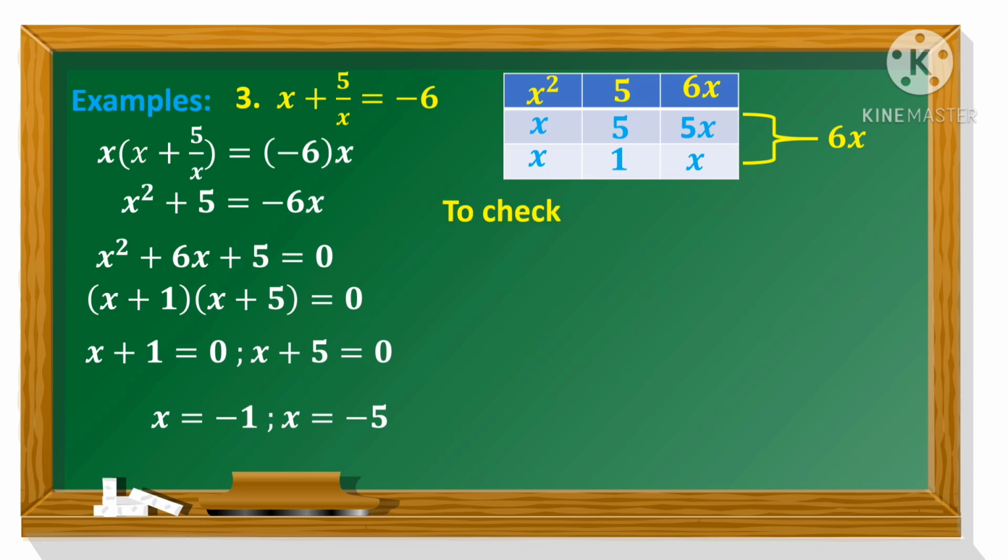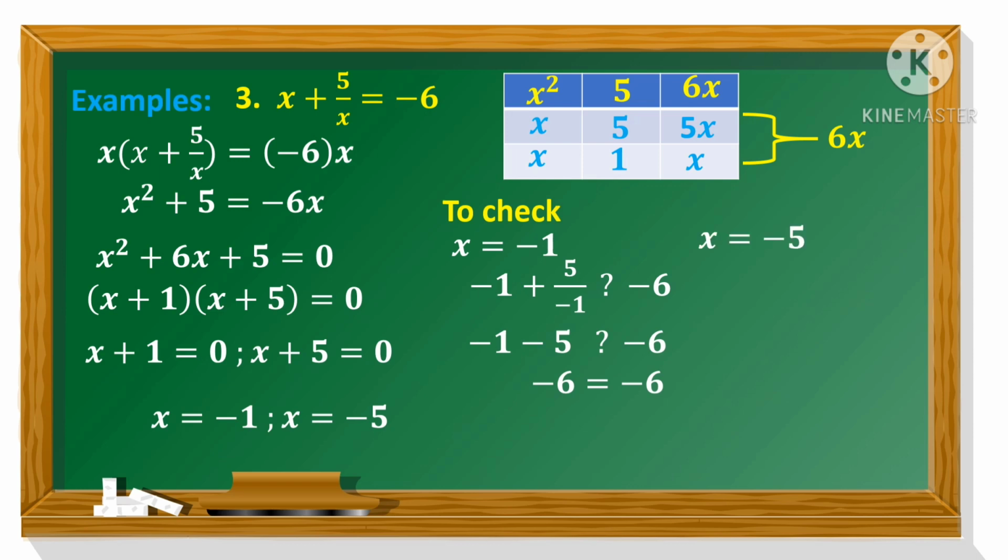Let us verify if these two numbers are the solution set of the given equation. So if x is negative 1, if we substitute, okay, so we replace x by negative 1 and this one by negative 1. So negative 1 plus 5 divided by negative 1 is negative 5. Okay, is it equal to negative 6? Tingnan natin. Negative 1 minus 5 is negative 6, which is equal to negative 6. So the equation is satisfied when x is negative 1. Therefore, negative 1 is the solution.